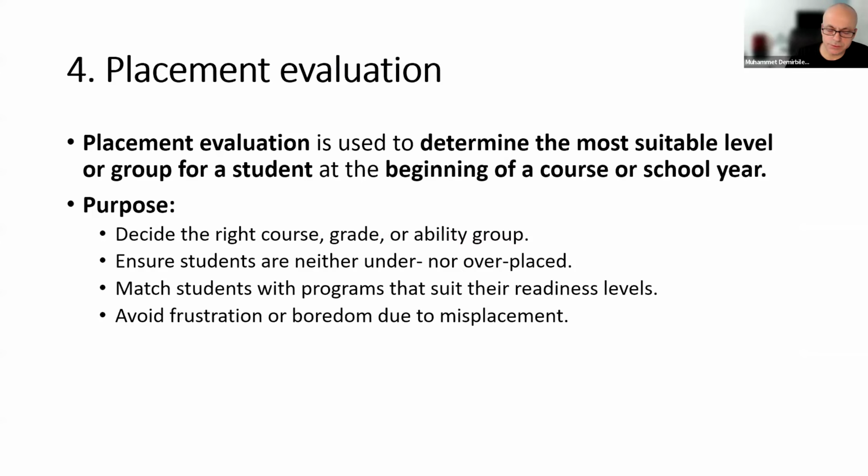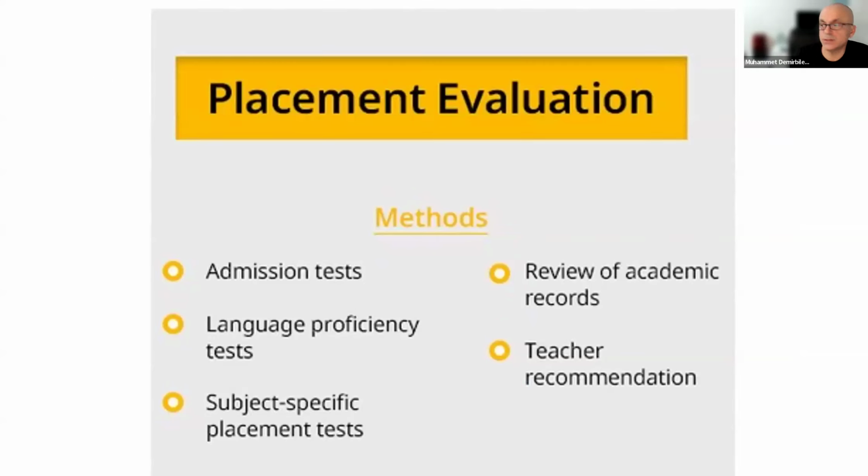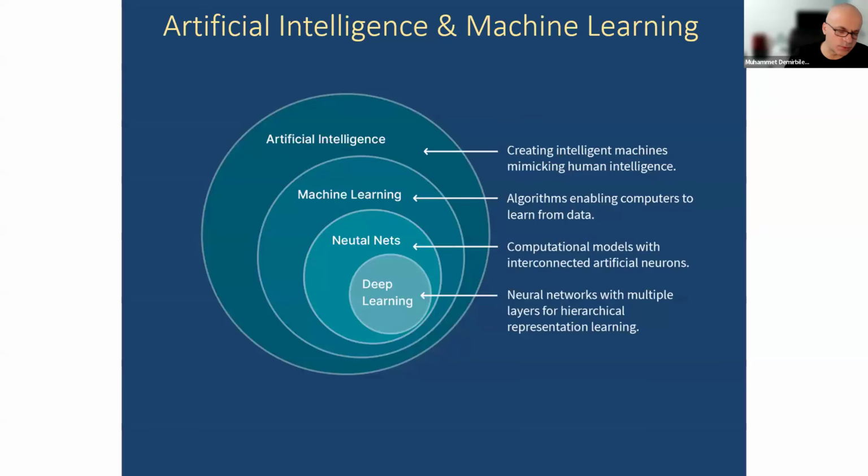The last one was placement evaluation. We use placement evaluation to determine the most suitable level at which a student should begin a course or a school. It could be an admission test, review of academic records, teacher recommendations, a language proficiency test, or subject-specific placement tests. Those are the types of evaluations.